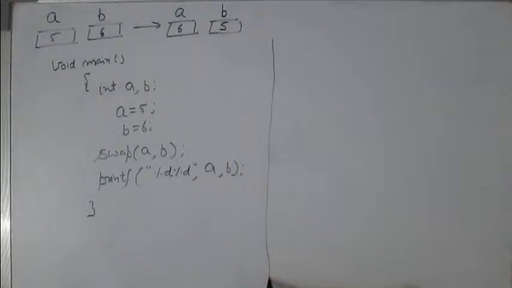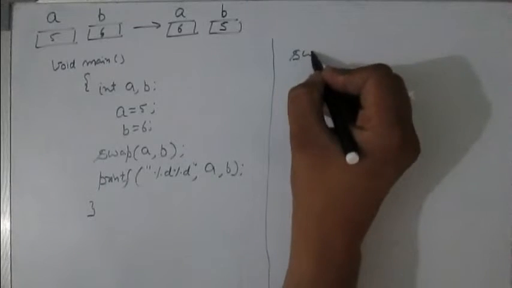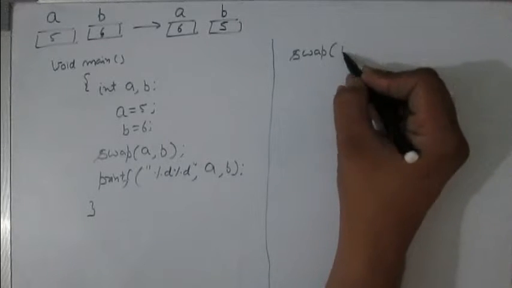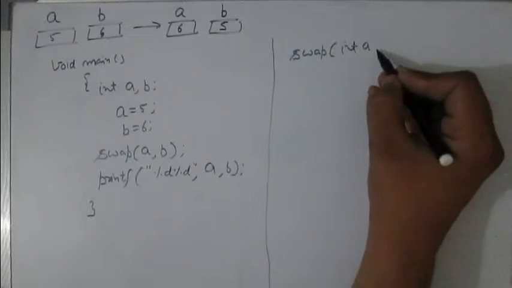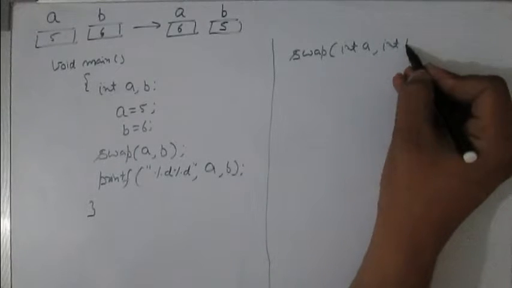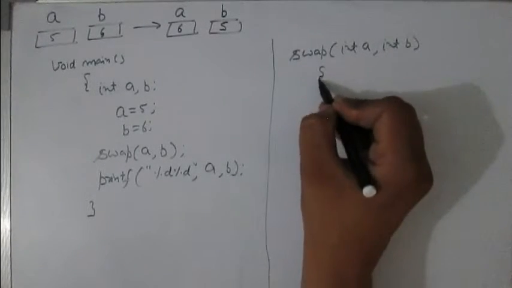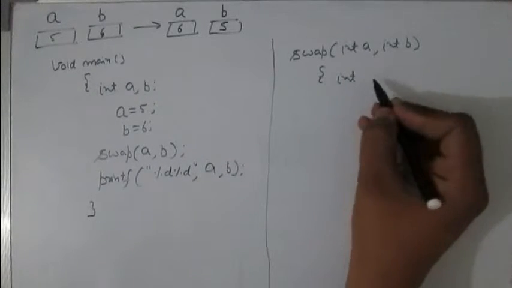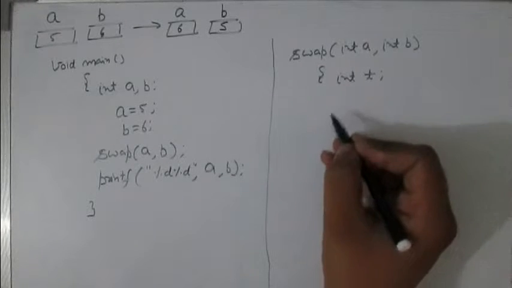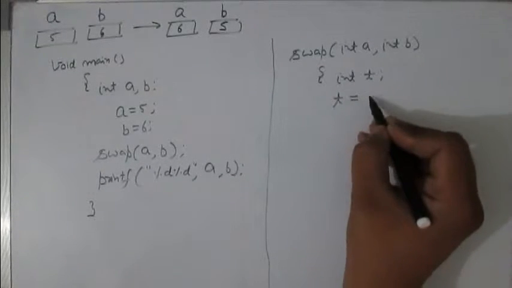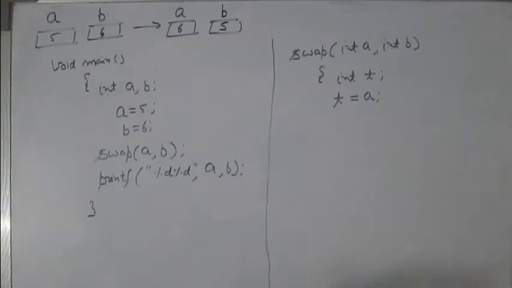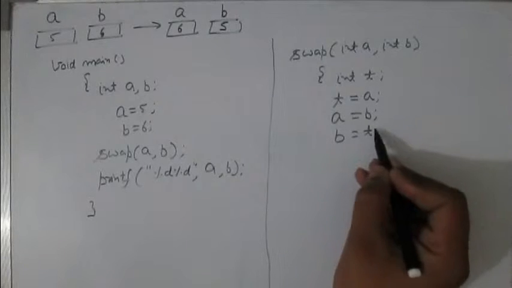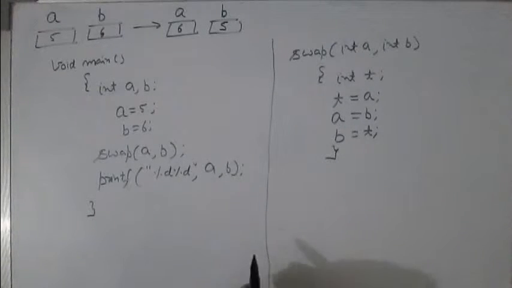Now let us write the definition of the swap function. Because we are passing two variables, we require two integer variables here to store these values. To swap these two values, we will require a third variable using which we will be swapping these two values. And these are the statements: T equal to A, A equal to B, B equal to T. Now let us explain the program.